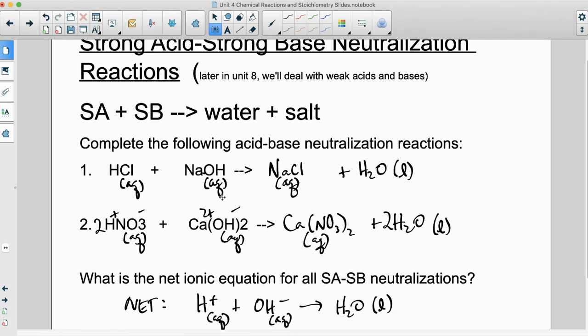Okay, so here's our strong acid, strong base neutralization. Later on in Unit 8, we will talk about weak acid, weak base reactions, and where equilibrium will be involved. These are all just reactions that go basically to completion.